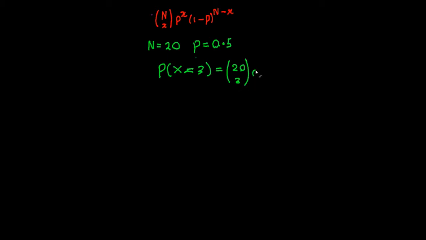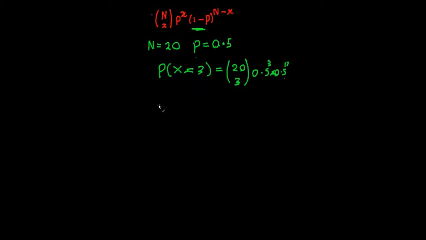And then I have 0.5 to the 3, and then the last term will be 0.5 to the 17. Okay, so remember this one, there's a 1 minus p term, and that becomes that. Okay, so that's how you calculate your binomial probabilities, right? So if x equals 3, x equals 4, and so on.